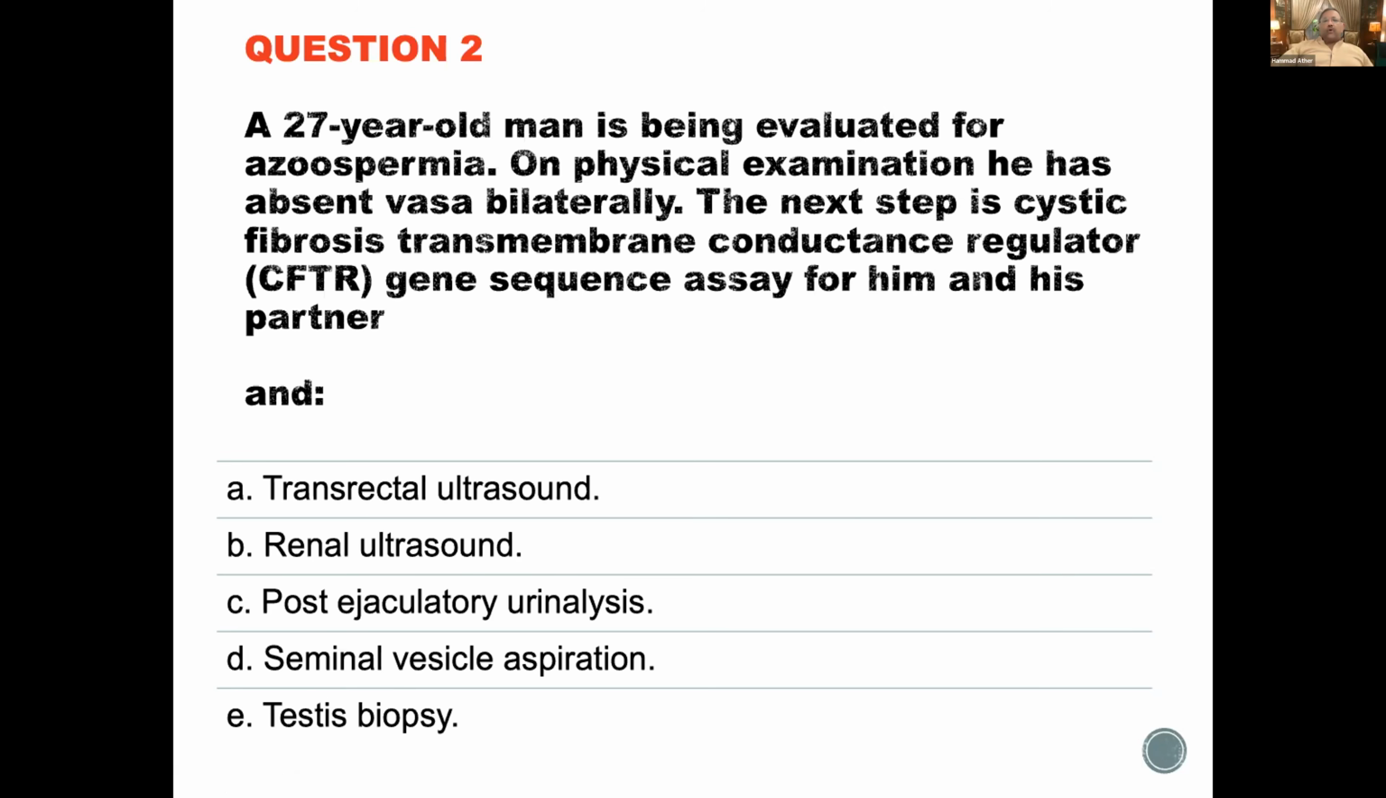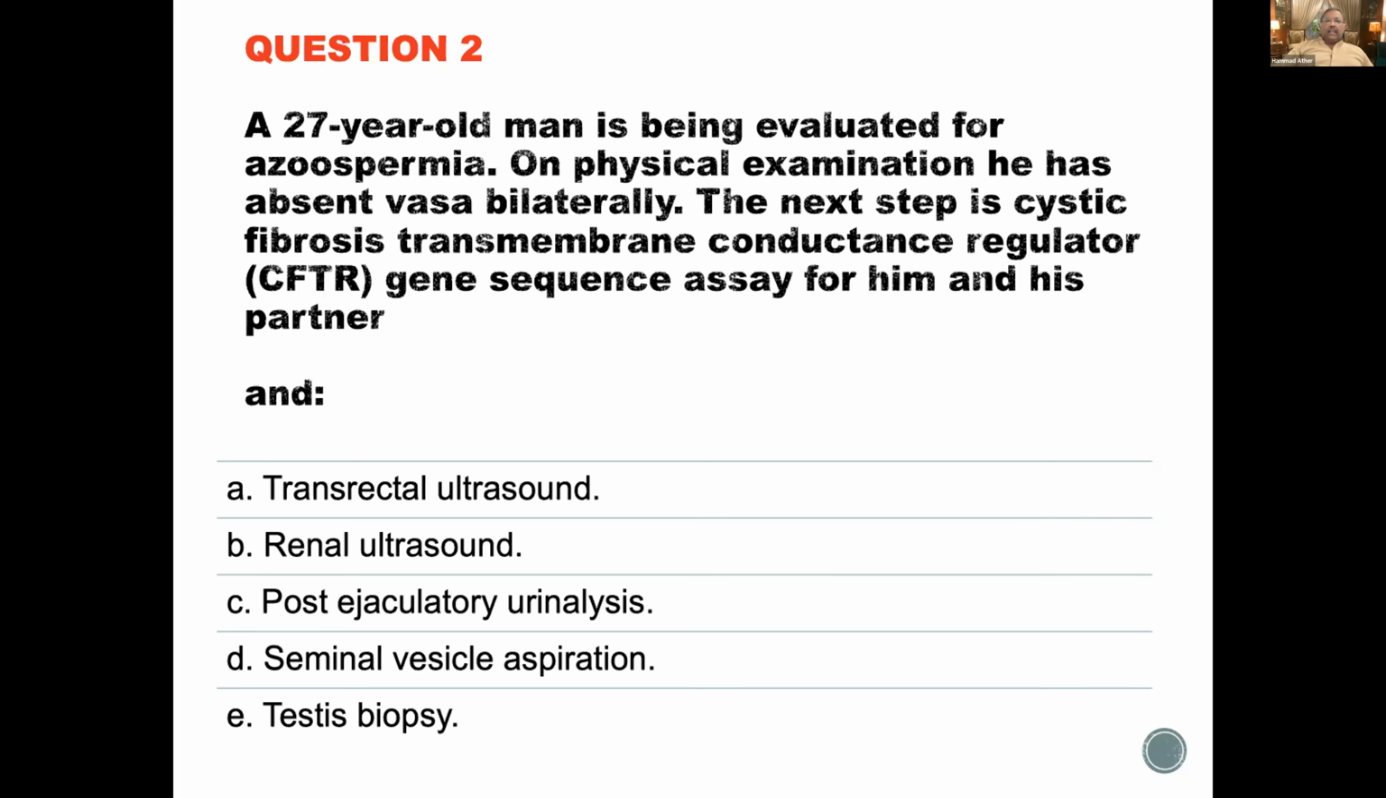So, if you focus on the question again, this is the first and the second step. The first step was gene sequencing for the partner, so that the family can be counseled about the possibility of cystic fibrosis, because it's an autosomal recessive gene. If it is present in both partners, there is a significant likelihood of the child having cystic fibrosis. So I think that's the reason why CFTR gene sequencing for the partner is important.